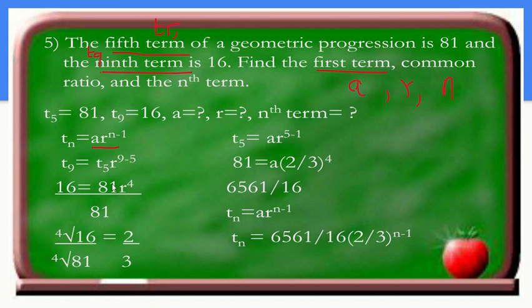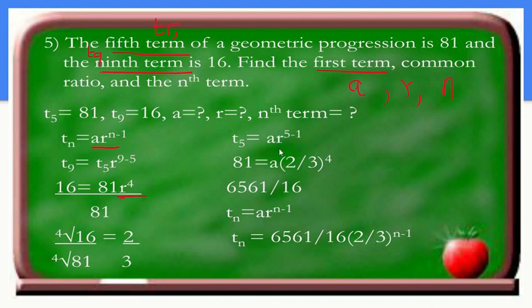So here what you will get now? The 4th root of 16 equals 2, and the 4th root of 81 will give you 3. As the common ratio, what I'm doing over here? R power 4. I want to find out R power 4, right? So I'm taking the root and doing it.